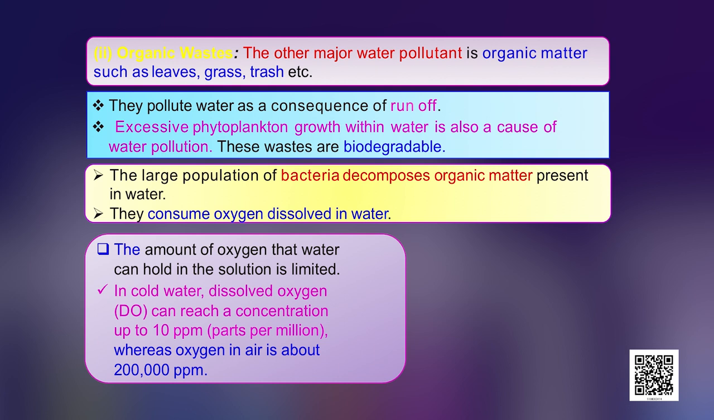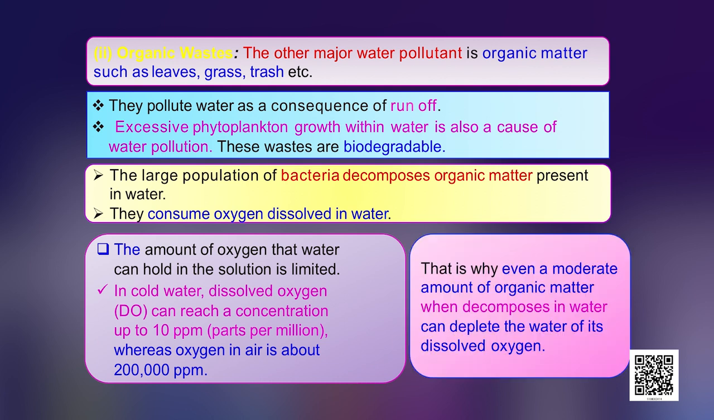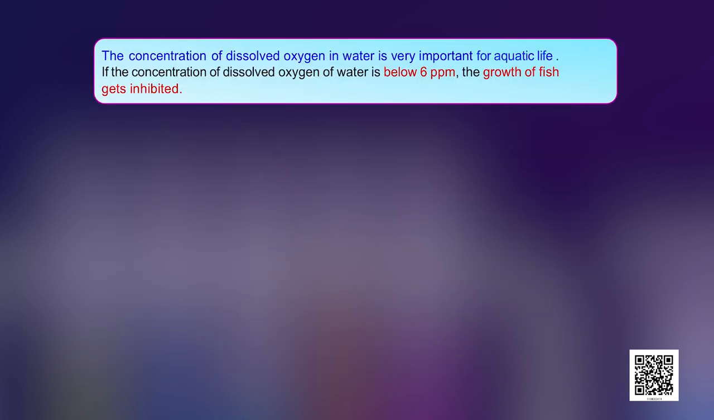In cold water, the dissolved oxygen, normally called DO, can reach a concentration of up to 10 ppm. But the oxygen in air is about 2 lakh ppm. So, see the difference. That is why even a moderate amount of organic matter, when it decomposes in water, can deplete the water of its dissolved oxygen. The concentration of dissolved oxygen in water is very important for aquatic life. If the concentration of dissolved oxygen of water is below 6 ppm, then the growth of fish gets inhibited.